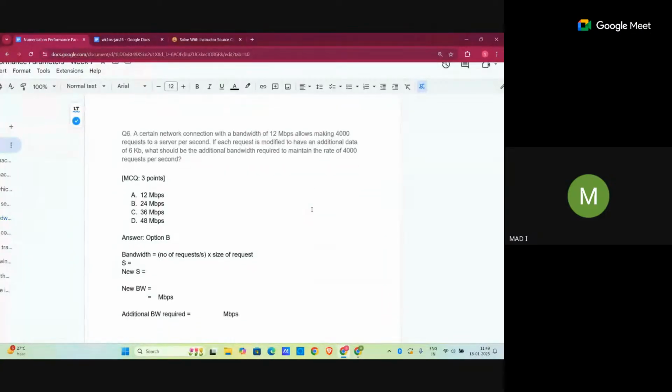A certain network connection with a bandwidth of 12 Mbps allows making 4,000 requests to a server per second. If each request is modified to have an additional data of 6 KB, what should be the additional bandwidth required to maintain the rate of 4,000 requests per second?